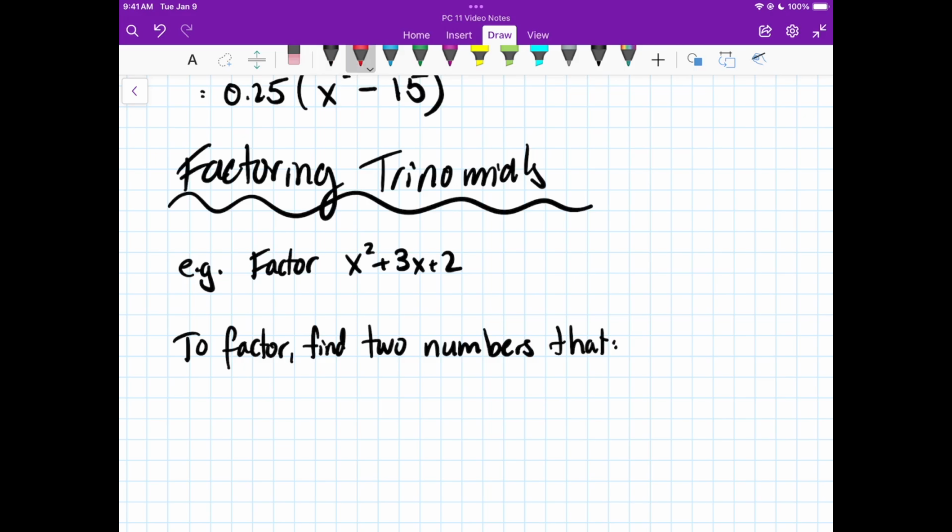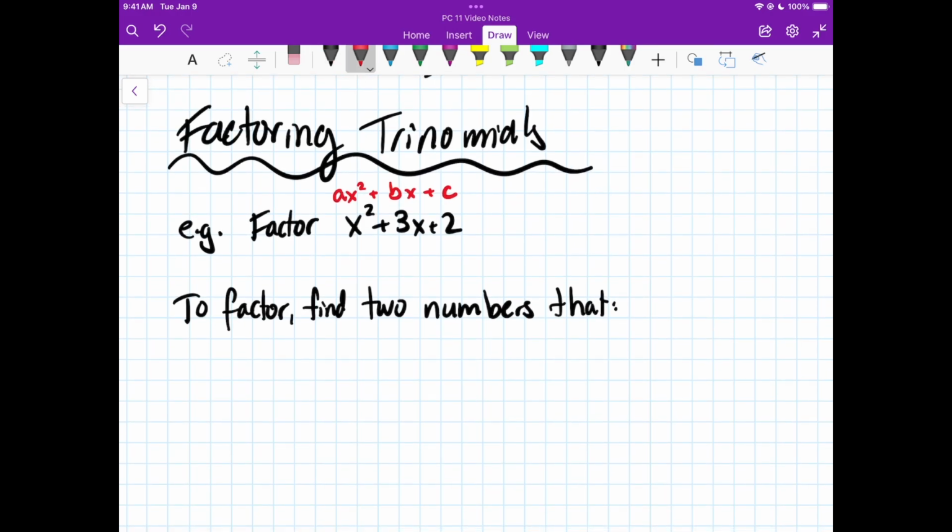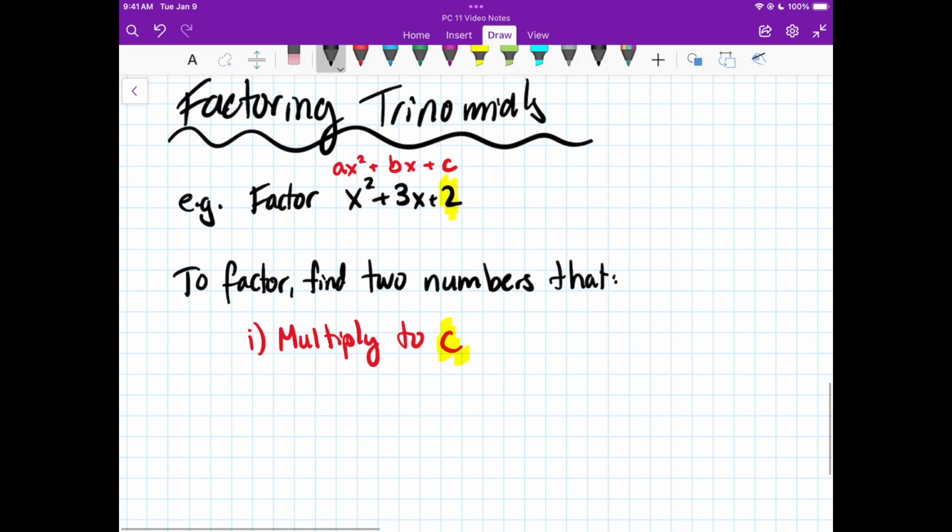Just as a quick refresher from chapter 3, remember this is basically standard form, so ax squared plus bx plus c. So that's kind of our generic thing. I'll refer to it a little bit here. So the first thing we want our 2 numbers to do is they need to multiply to c. So for us, c is going to be this 2 down here at the end. The other thing we need our numbers to do is to add to b, which for us is 3.